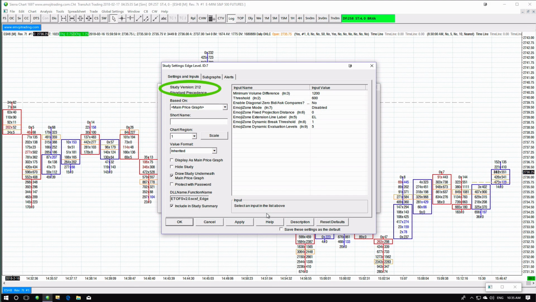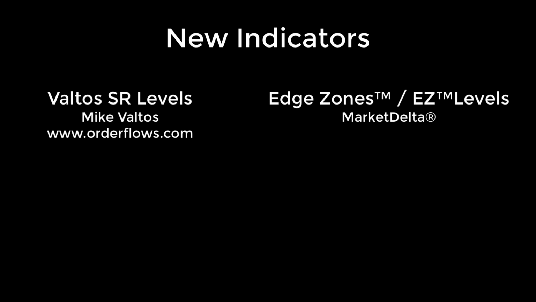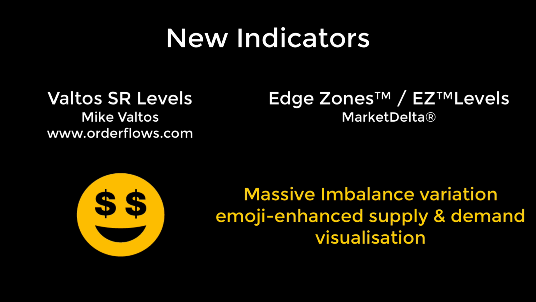At the time of this recording, it's the start of 2018, and over the past couple of months there's been quite some interest around the new indicator from Mike Valtos of www.orderflows.com, which Mike calls Valtos SR levels. There's also been interest in the webinar that Market Delta held on their new Edge Zones. We've implemented these new Valtos SR levels, and having studied the Edge Zones in detail, we've identified that they're a variation of the massive imbalance indicator that's been contained within the Emoji Trading order flow suite ever since our first release. But in release 2.12, we've considered how both of these indicators work, and we've taken the opportunity to develop the way in which we mark supply and demand zones in Sierra Chart to make them even more powerful, but we'll come to that later in this video.